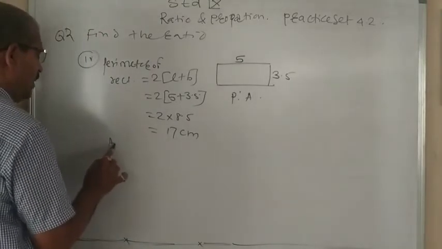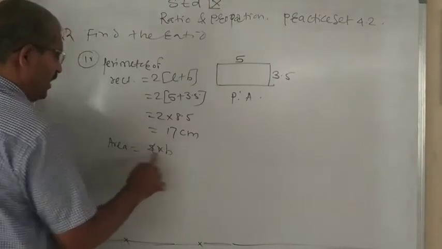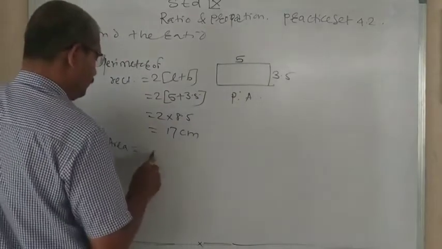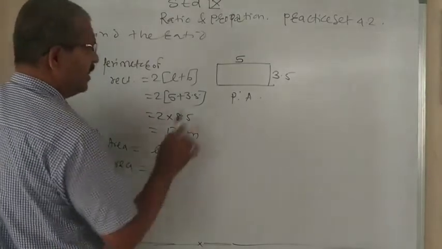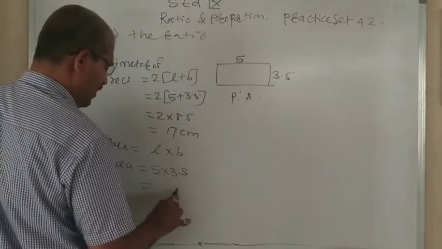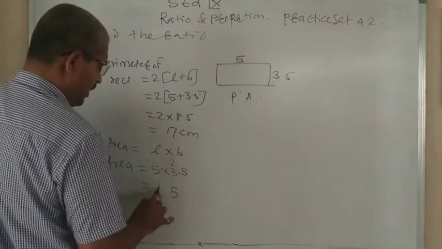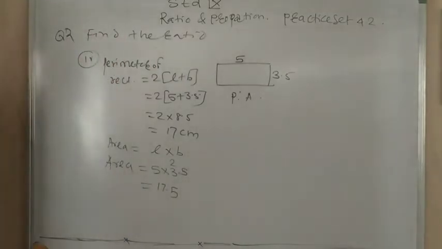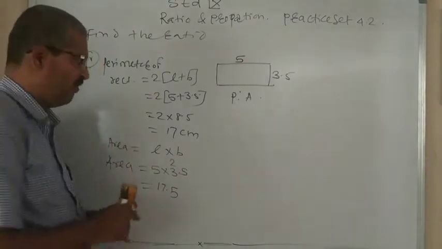Now area. What is area? Area means length into breadth. You should take the formula: length into breadth. Therefore area is equal to, what is length? 5 into 3.5. So 5 5s are 25, 5 3s are 15, and 17.5 will come. Okay, is it clear?